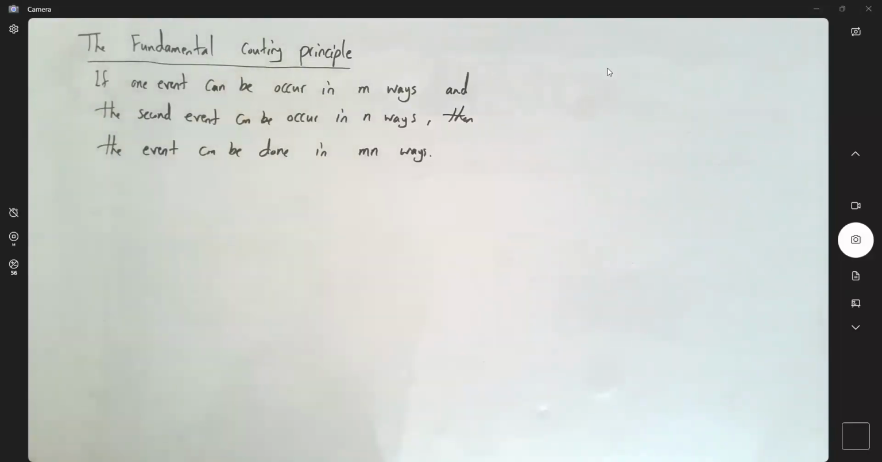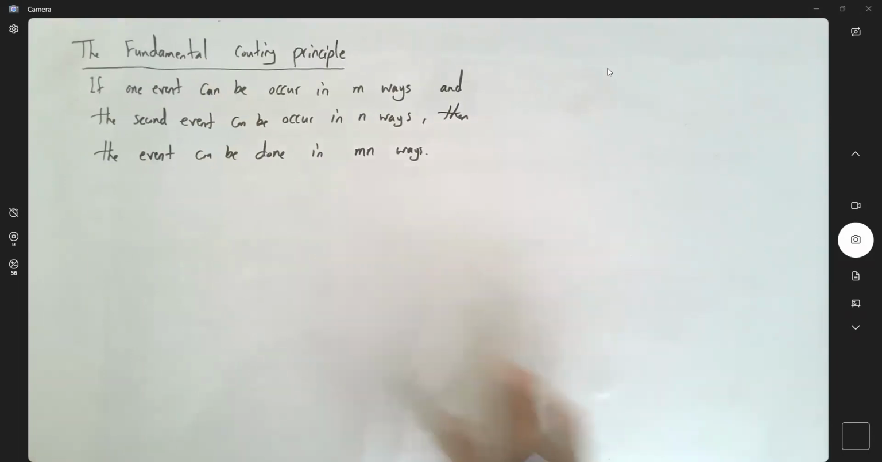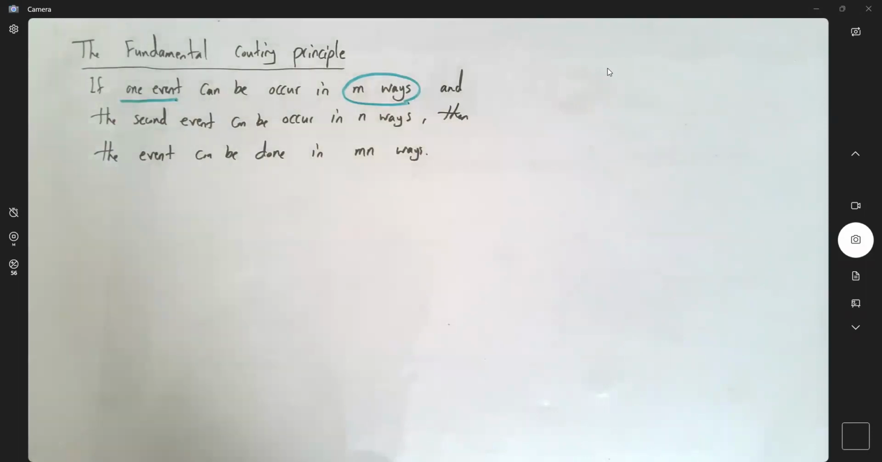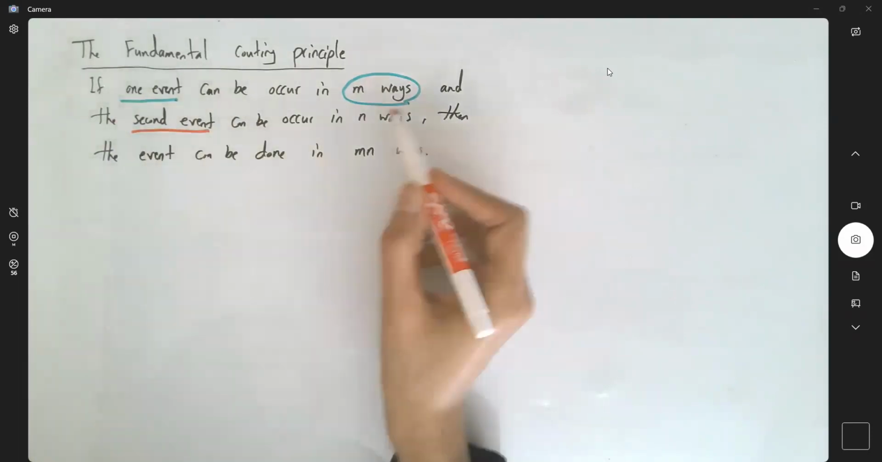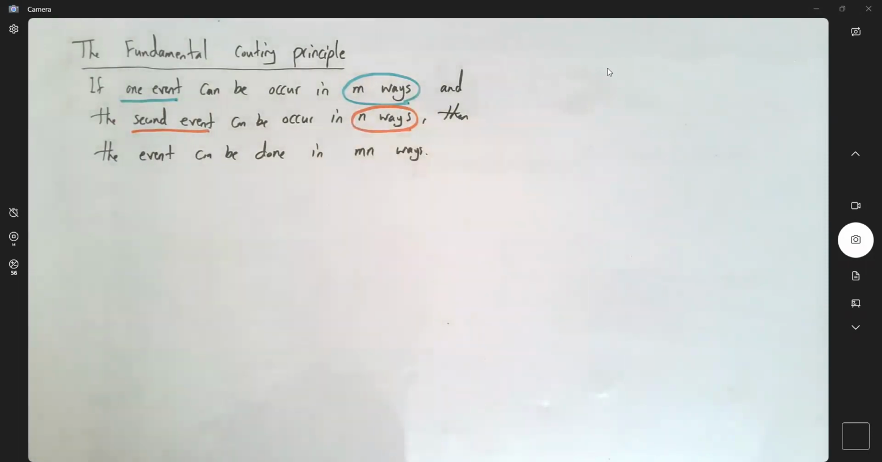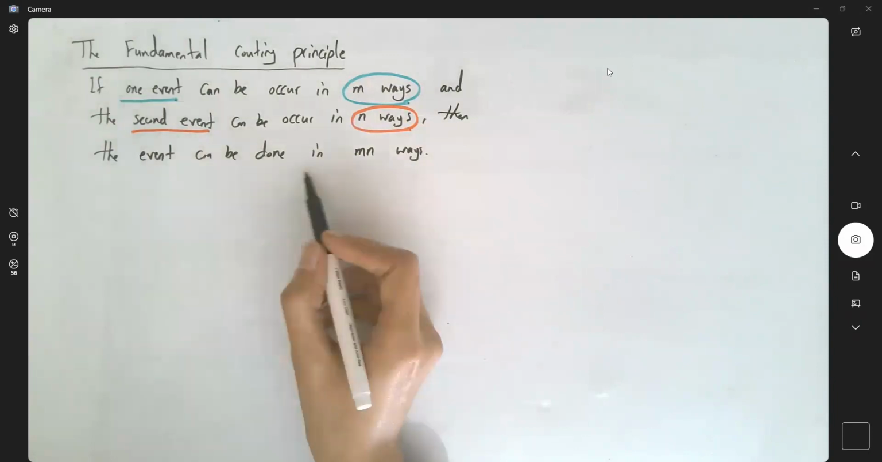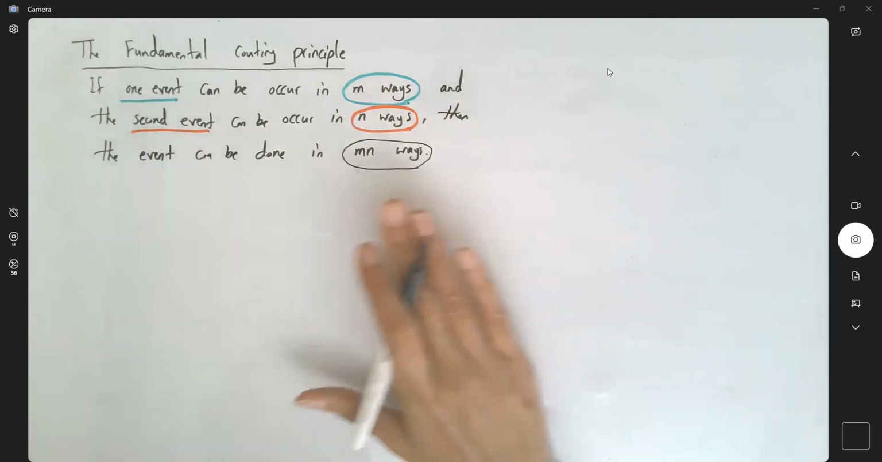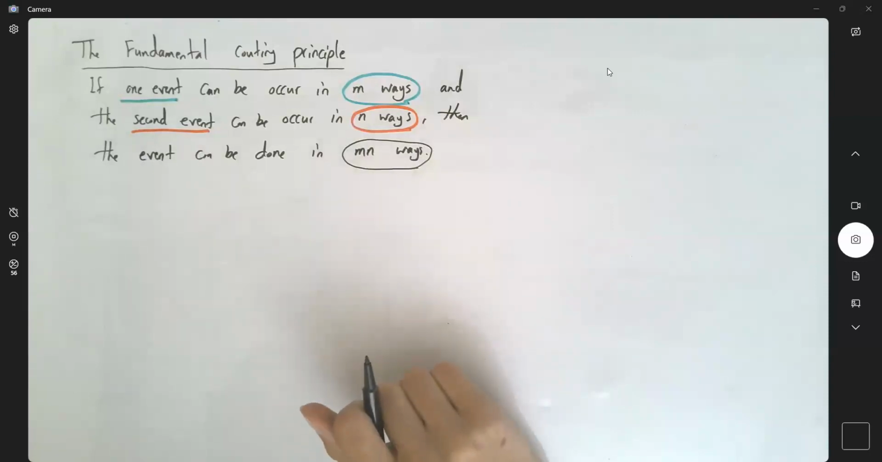The fundamental counting principle says, if you have an event which is a combination of other events, like what? The very first event can be done in m ways. The second event can be done in n ways. In total, the event can be done in m times n ways. And remember, you can generalize this principle as well.